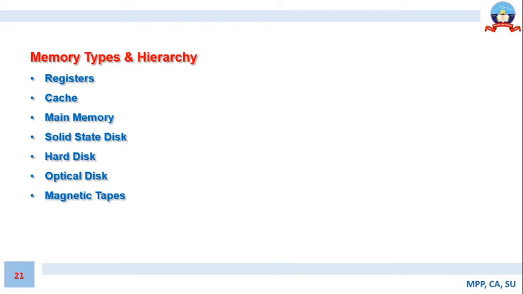Now cache memory. Cache, as I've said, is used in order to supplement the CPU registers. Cache will store frequently used sets of instructions and data by the processor. I'll again repeat it. Cache is used in order to supplement the CPU registers. Now there are different variants of cache. You have L1 cache, L2 cache, and L3 cache.